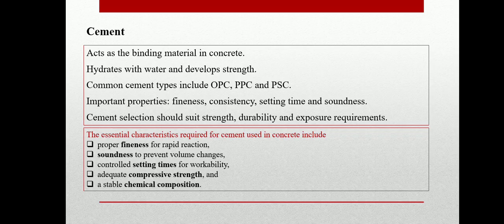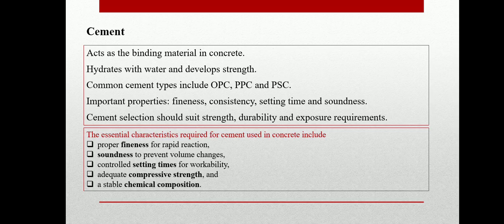Now, there isn't just one type of cement. There are three types of cement we commonly come across: OPC, ordinary Portland cement, PPC, Portland pozzolana cement, and PSC, Portland slag cement. Each has slightly different characteristics suited to different applications.